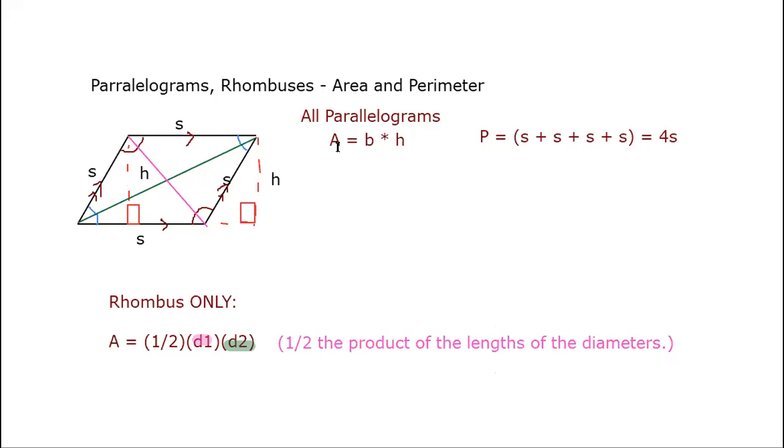But other parallelograms, not trapezoids, are usually always base times height. And the perimeter doesn't change either. So let's put some of this into action on our worksheet. Let's look at some of the examples that you're going to be doing.